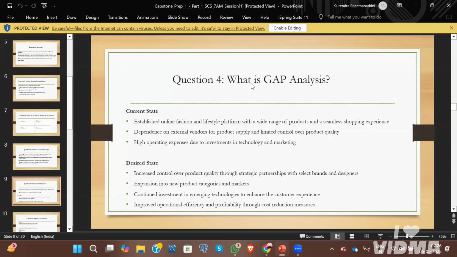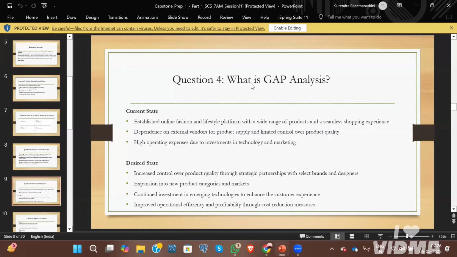Okay. So for this project, the current state is an established online fashion and lifestyle platform with a wide range of products and seamless shopping experience, dependence on external vendors for product supply, limited control over product quality, and high operating expenses due to investment in technology and marketing. So these are the current state for this project.